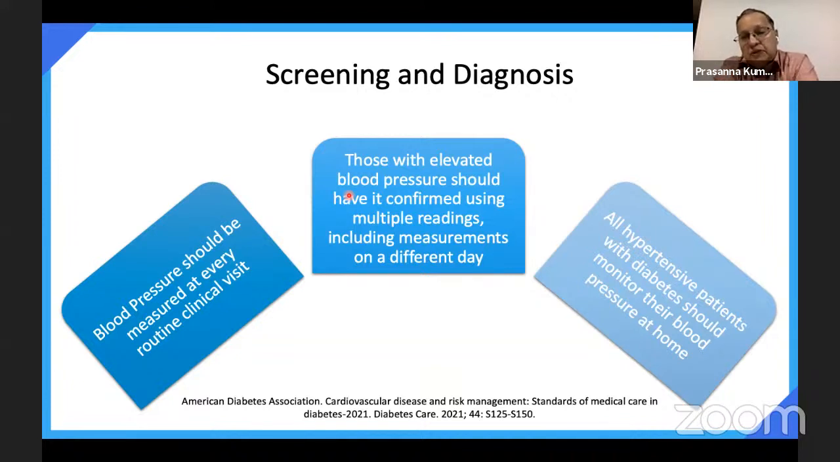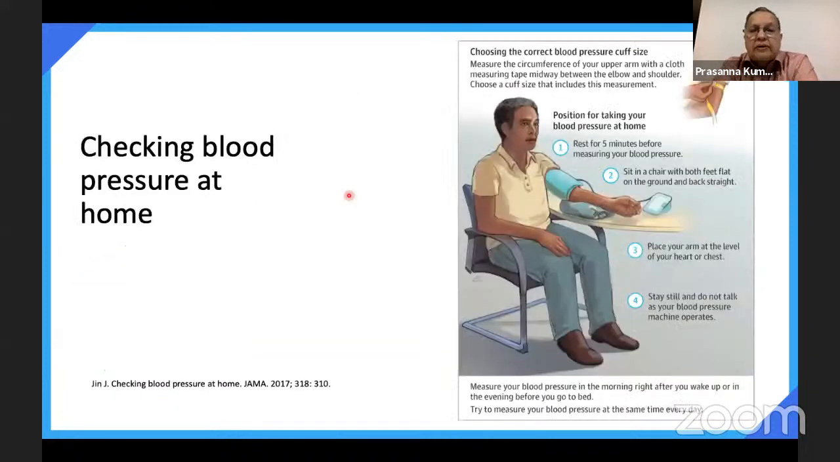All hypertensive patients with diabetes should monitor their blood pressure at home. Today, when a patient has diabetes, we ask them to buy a glucose meter to check blood sugar regularly, daily, weekly, whatever it is. Ask them to buy a blood pressure manometer, that is a sphygmomanometer, along with the glucose meter.